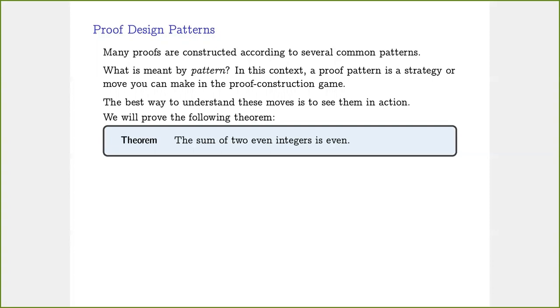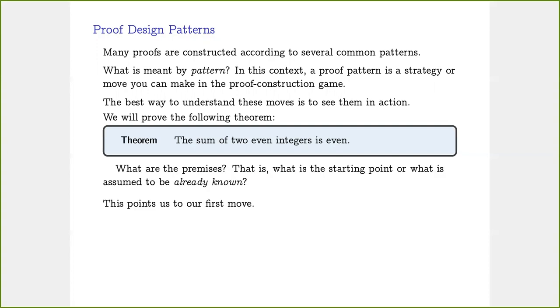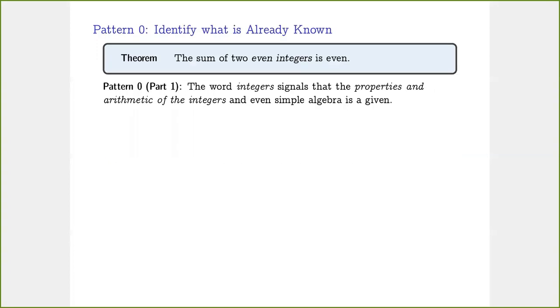We will prove the following simple theorem. The sum of two even integers is even. 2 plus 2 is 4, 2 plus 4 is 6. Statements like that. What are the premises? That is, what is the starting point, or what is assumed to be already known? This points us to our first move or pattern. Pattern 0, identify what is already known.